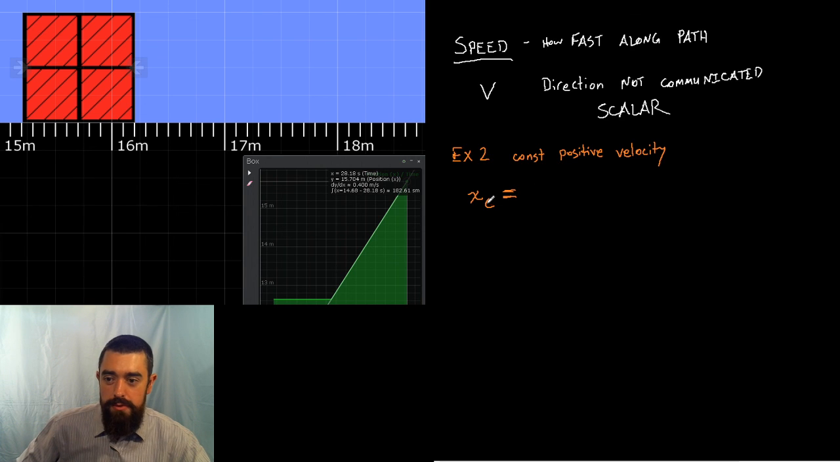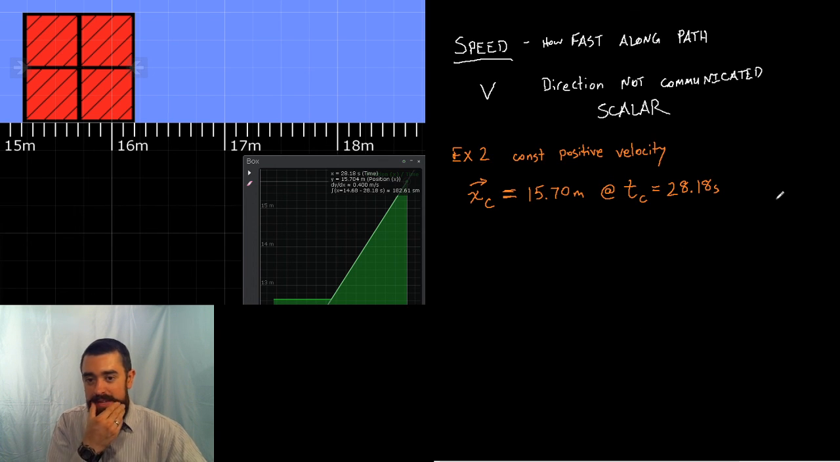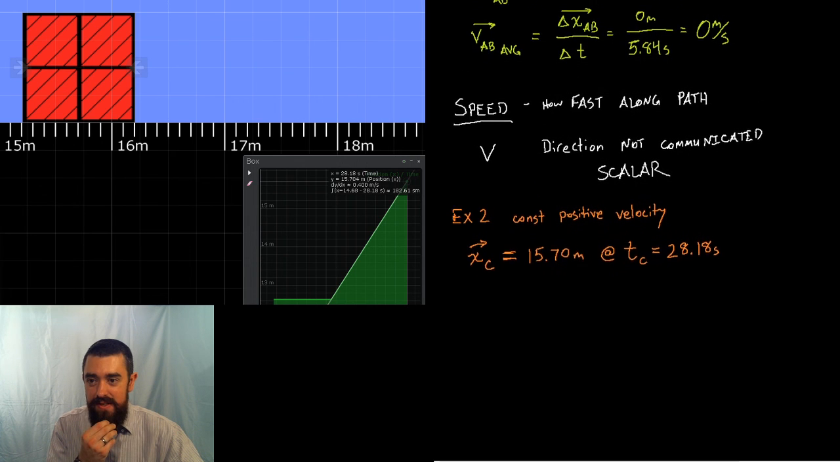All right, so the position C was 15.704, so I'll just say 15.70 meters. And that was at a time, time C, we'll call it. Time is not a vector quantity. Time is a scalar quantity. And the time was 28.18 seconds. Okay. How many seconds was that after the previous one?